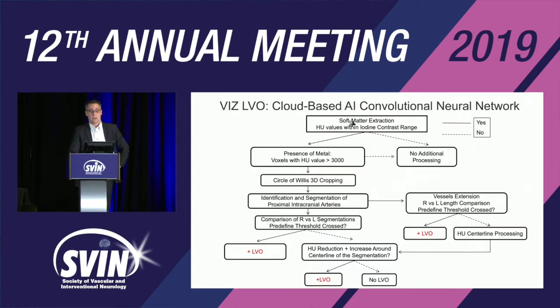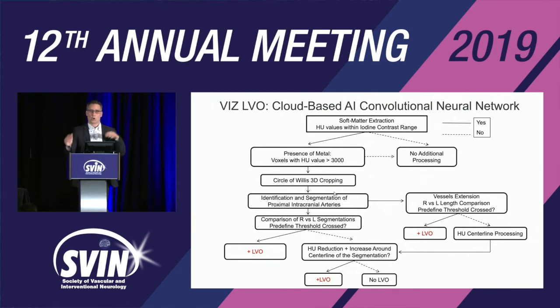And here is how I would summarize this. The soft matter of the CT scan is extracted. The system then looks for Hounsfield units that are consistent with the presence of the iodine contrast agent. If that doesn't happen, there is no further processing. It's not a CTA. If this happens, the system then is going to look for Hounsfield units greater than 3,000, which represents metal. If there is metal, it can trigger a false positive case because of the artifacts presence, and then it's not going to process that.